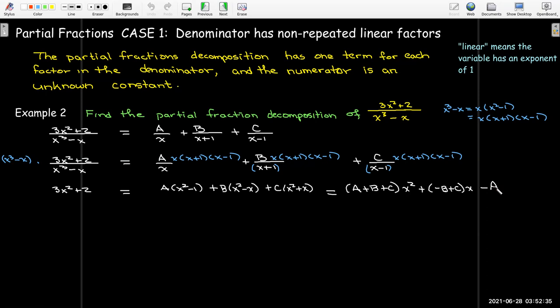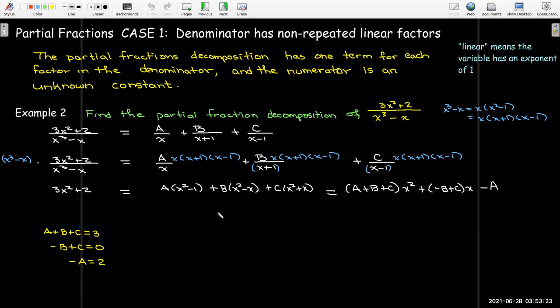When I multiply that out, I get a minus a. So what we're going to do is write a system of equations by setting the corresponding coefficients equal to each other. In other words, a plus b plus c should equal 3. Negative b plus c should equal 0, because there is no term on the left-hand side multiplied times x. That's the same as having 0 times x. And then negative a has to equal the constant on the left-hand side. Negative a has to equal 2. So you get a system of equations.